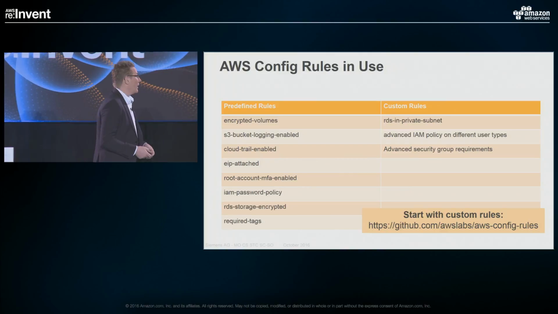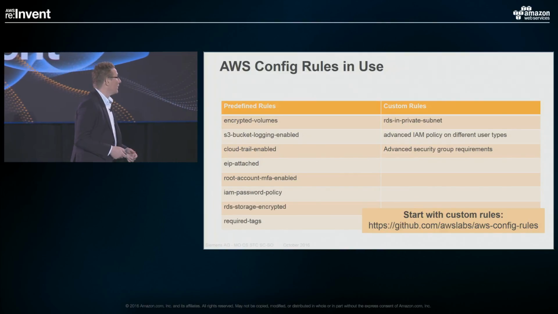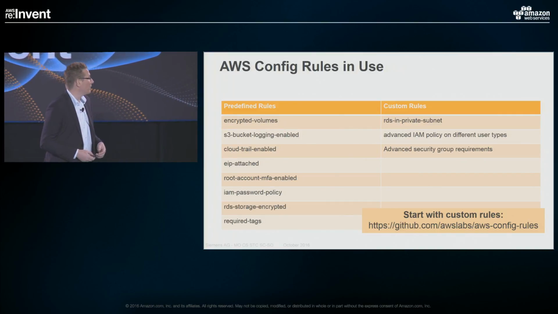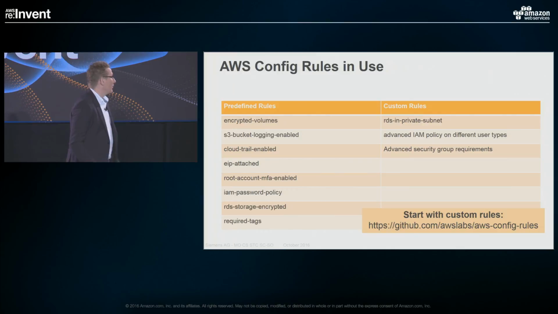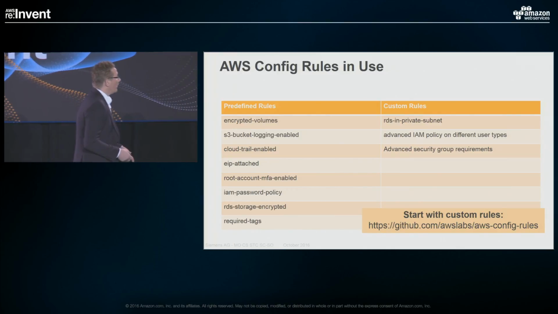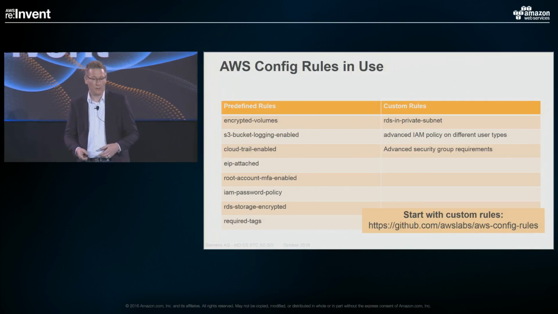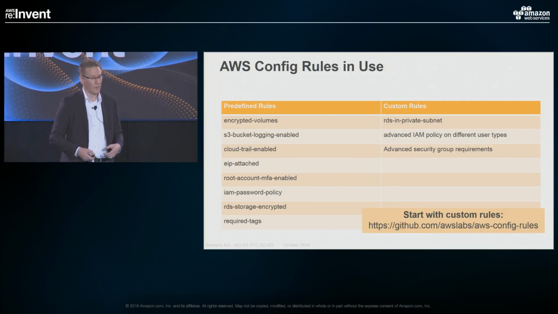Then there are the AWS Config Rules. We are starting with predefined rules, encrypted volumes. It's important for us that all volumes in S3 are encrypted, also the EBS buckets and the EBS volumes. Then that CloudTrail is always enabled on all accounts and on all regions per default.